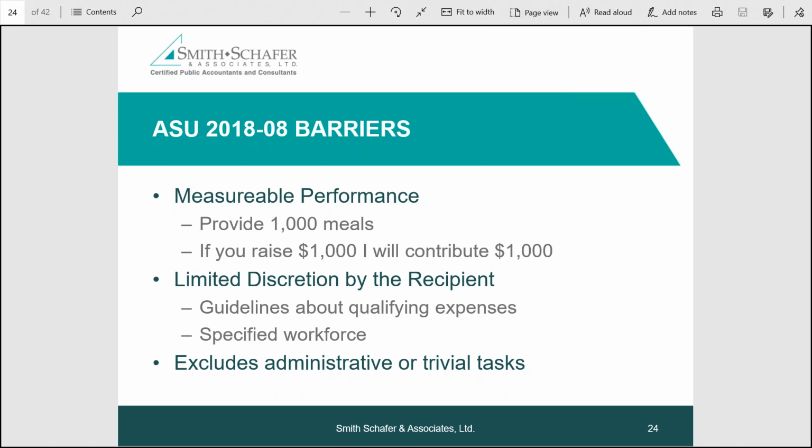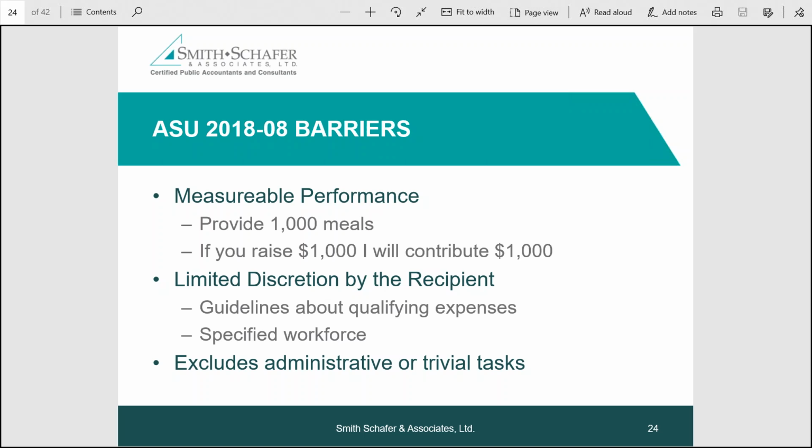Well, in the past, let's say you received this contribution on December 31st. So on the last day of your fiscal year, you got this $10,000 contribution. And it said you need to provide 1,000 meals in order to keep these funds. Well, in a whole year, you're going to have 10,000 meals given away. So this 1,000 meals is not hard. It's very obtainable. You know you're going to obtain it.